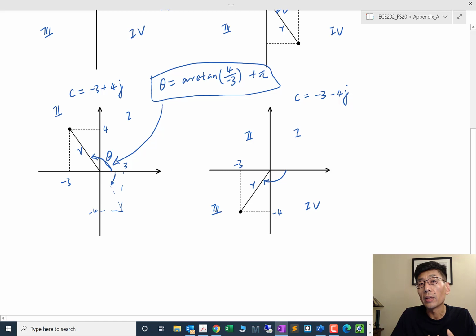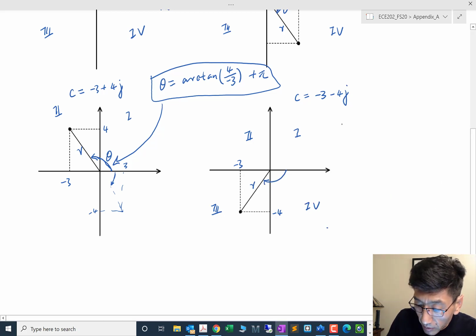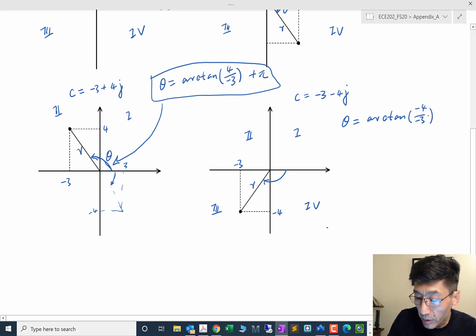So we normally make the argument between 180 degrees and -180 degrees. So we don't want to go above 180 or less than -180. Okay, so in this case, if we do the same trick we did, theta is equal to arctangent of -4 over, and in that case, you end up with the angle here, right?